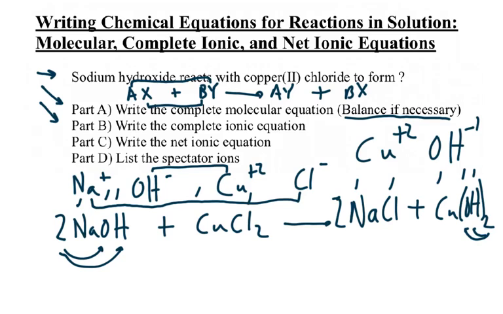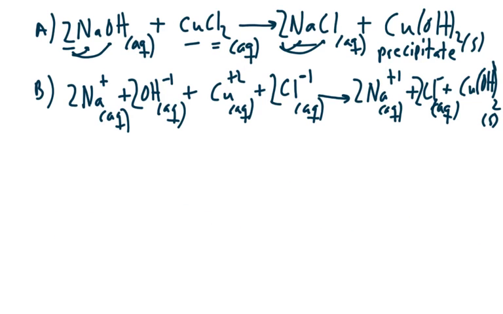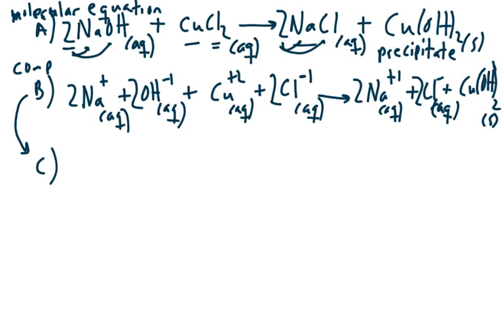Now, I'm going to transition to part C, and I'm going to show you something called the net ionic equation. And while I do that, I'm also going to define what a spectator ion is. So here's what we're going to do. I'm going to use part B to give us the answer to part C. In part A, we were looking for the molecular equation. In part B, we were looking for the complete ionic equation.